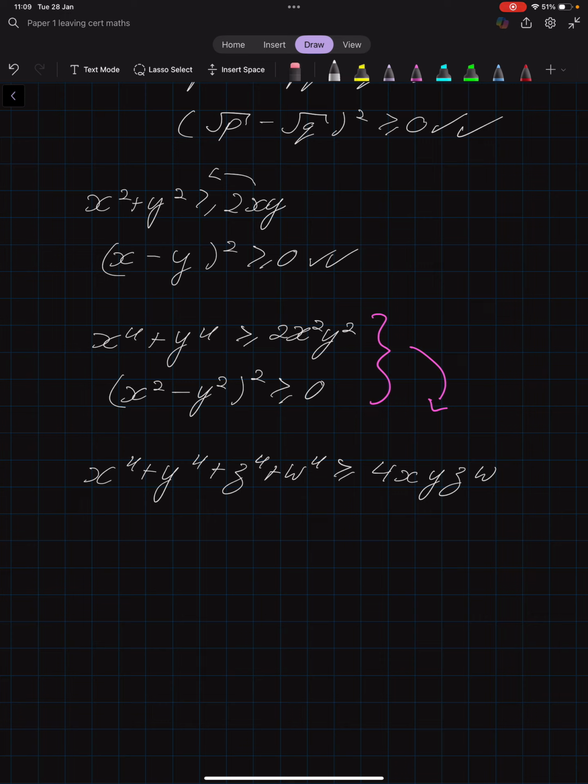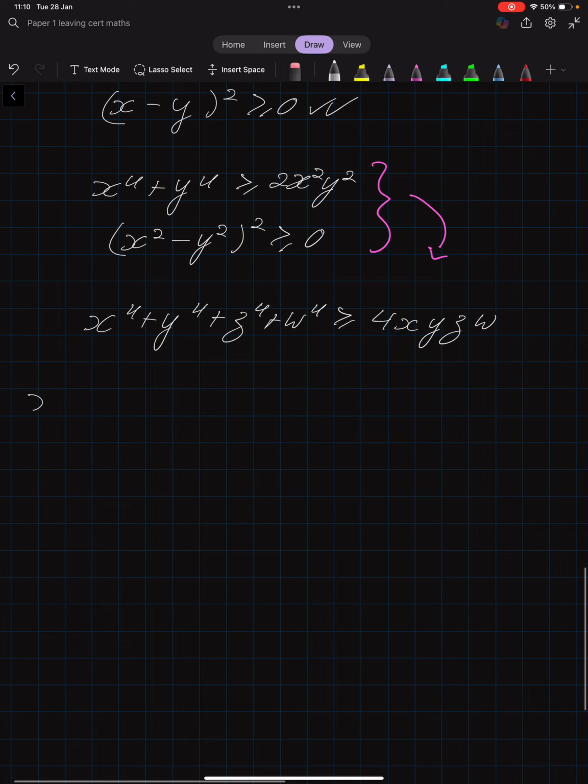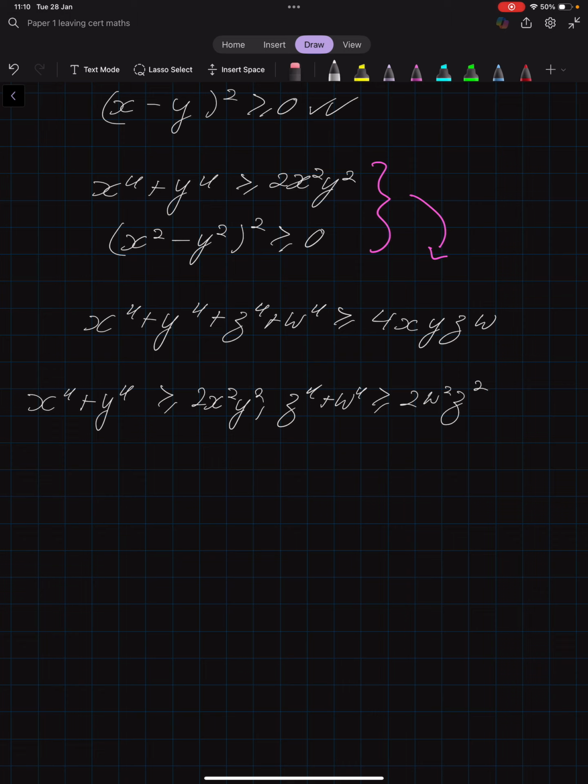So I know that x to the 4 plus y to the 4 is greater than or equal to 2x squared y squared. And that means that z to the 4 plus w to the 4 has to be greater than or equal to this. Okay? So, I know that x to the 4 plus y to the 4 plus z to the 4 plus w to the 4 is greater than or equal to 2x squared y squared plus 2w squared z squared.